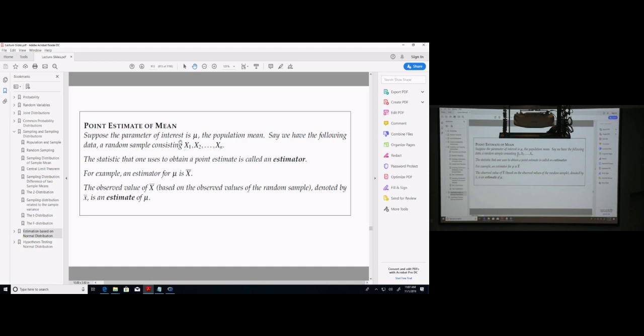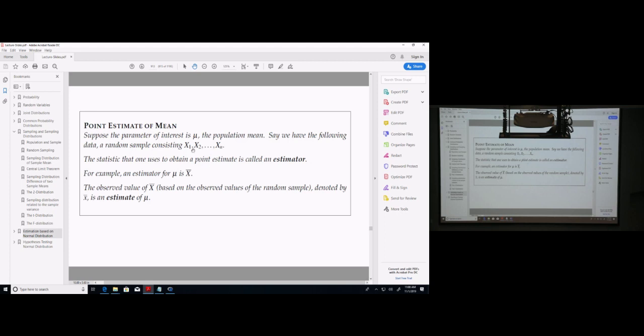So, point estimate of mean mu. Suppose the parameter of interest is mu, the population mean, and suppose we have the following data, a random sample which is x1 up to xn. The statistic that one uses to obtain the point estimate is called an estimator. An estimator for mu is x bar. Now, this is beyond the scope here. It turned out the sample mean has a lot of optimal properties to estimate the population mean mu. And so this is almost the default estimator for the population mean.